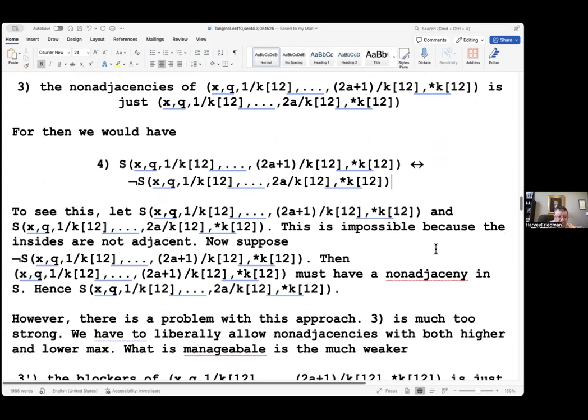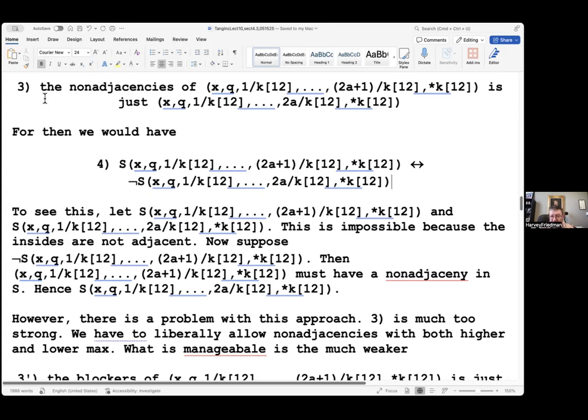Now, there's a problem with this approach. There's a problem with this approach because 3 is unrealistic. You can't really control and don't want to control the non-adjacencies. You only want to control the blockers. You control the blockers.